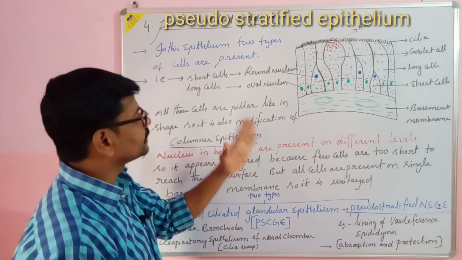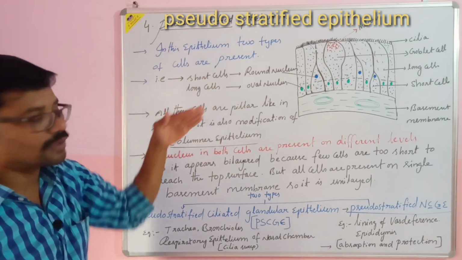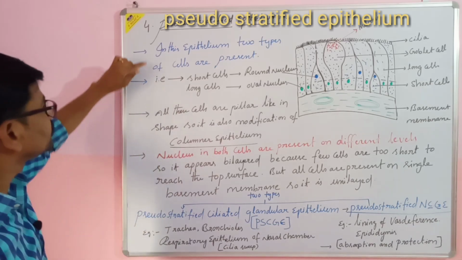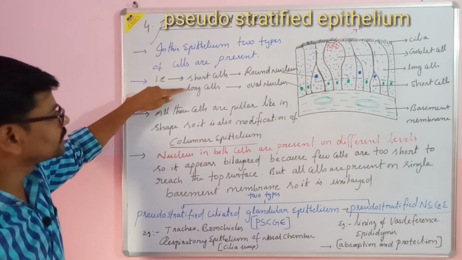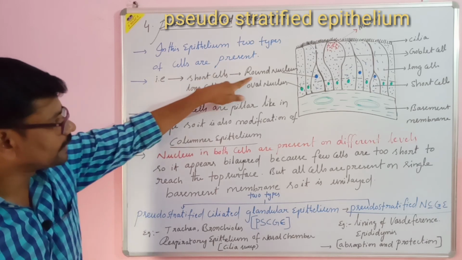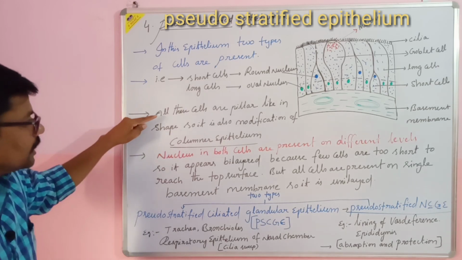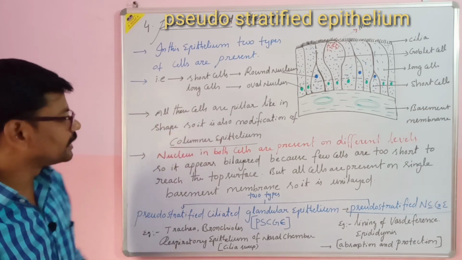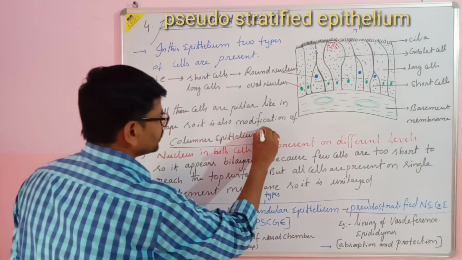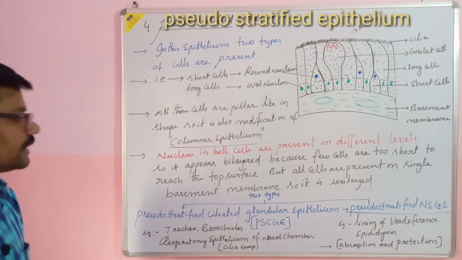The pseudostratified epithelium is a type of simple epithelium, right? Now see that in this epithelium there are two types of cells. One is short cells, one is long cells. Short cells have the round nucleus, long cells have the oval nucleus. All these cells are pillar-like in shape, so it is a modification of columnar epithelial tissue. Simply we can say it is a type of columnar epithelium, right?